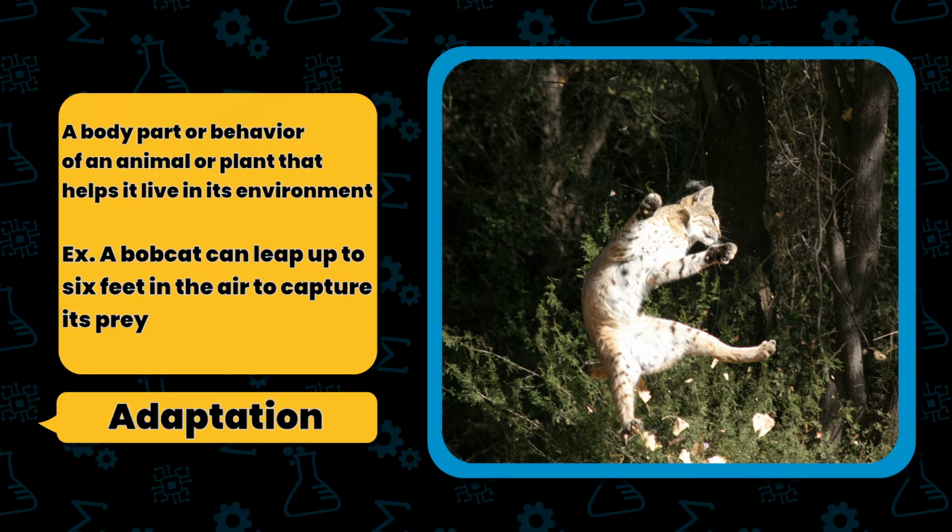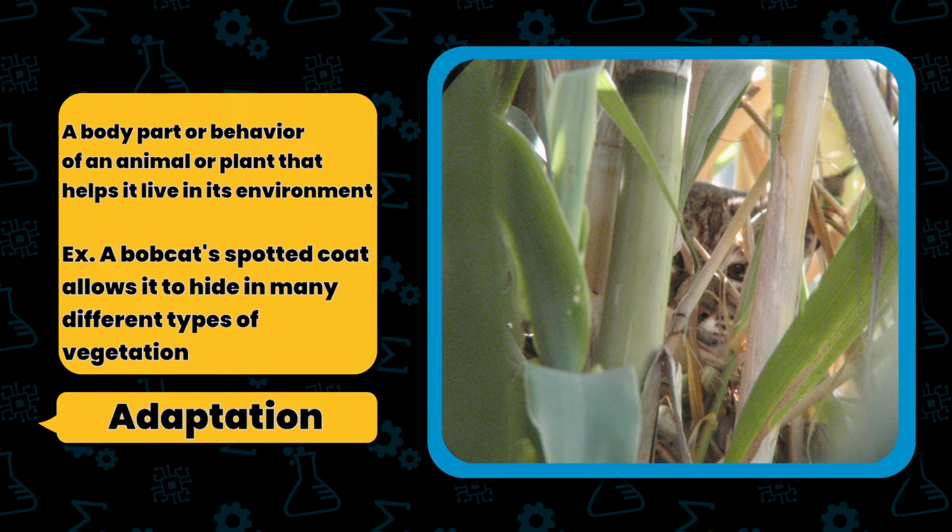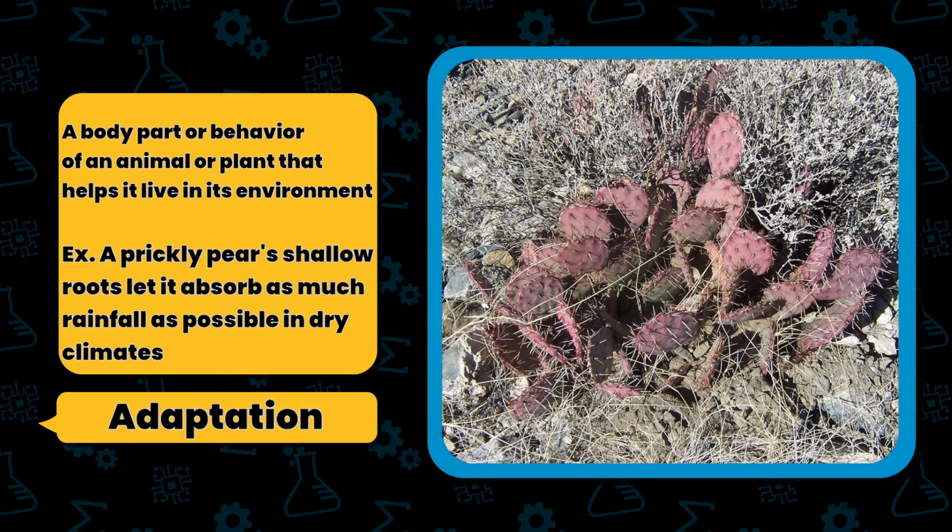For example, a bobcat has the ability to leap up to 6 feet in the air to capture its prey. A bobcat also has a spotted coat that allows it to hide in many different types of vegetation. Plants can have adaptations too, like a prickly pear's shallow roots that let it absorb as much rainfall as possible in dry climates.